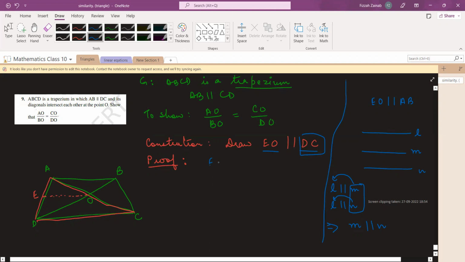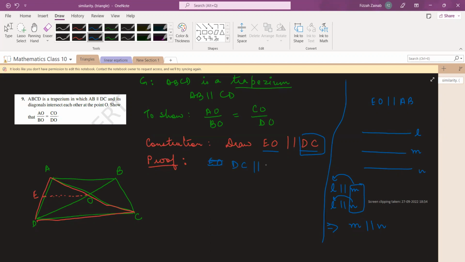So we have drawn that DC is parallel to EO. How? By construction, right? And DC is also parallel to AB. This is given, because it's a trapezium. So we can conclude that EO is also parallel to AB, right? Now, because EO is parallel to AB, okay?